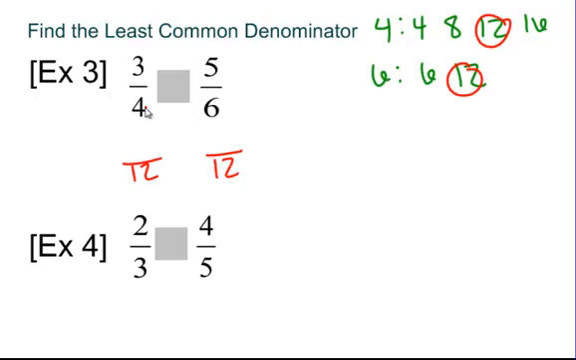How do you go from 4 to 12? Well, you multiply by 3. And whatever you do to the denominator, you have to do to the numerator. So 3/4 becomes 9/12. Here, to go from 6 to 12, because we're talking about least common denominator, you would multiply by 2. So you multiply the top by 2, and we would get 10/12. Now what's bigger, 9/12 or 10/12? Well, 10/12 is bigger. Try number 4 on your own.